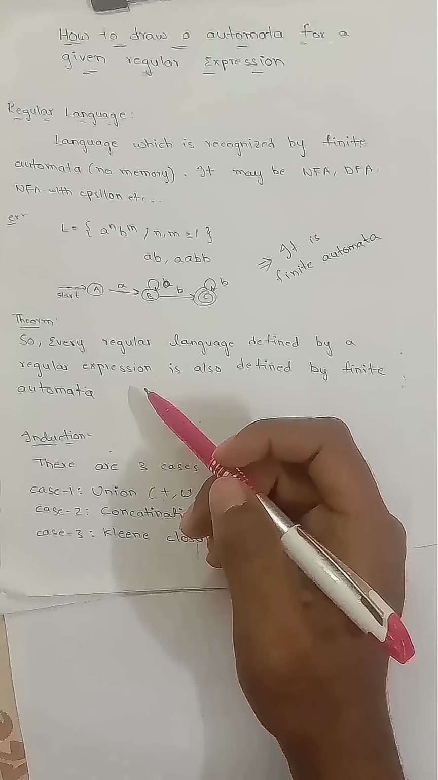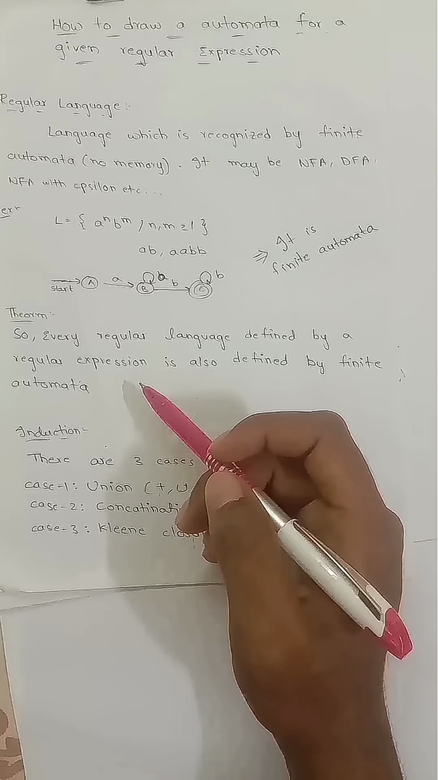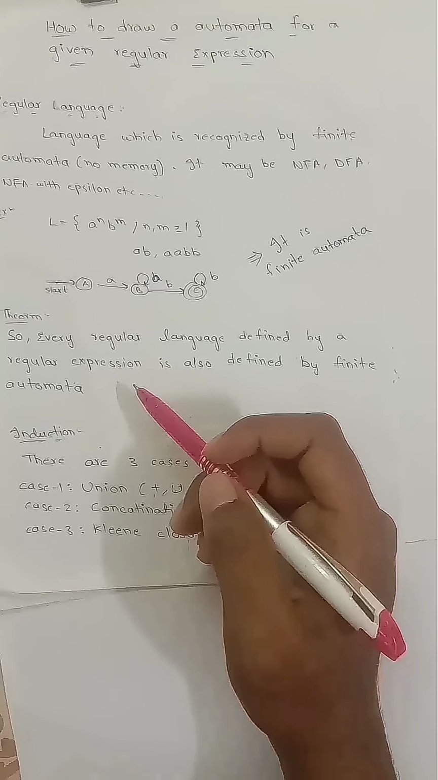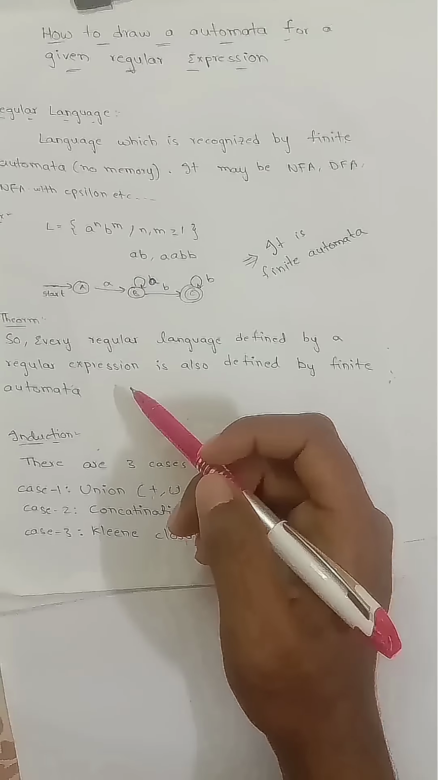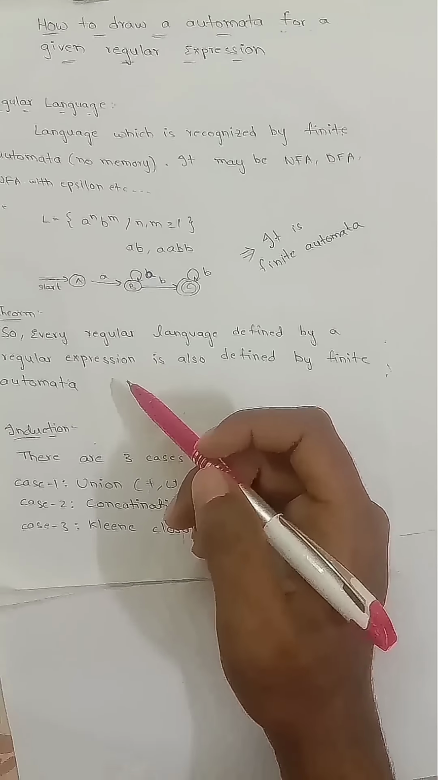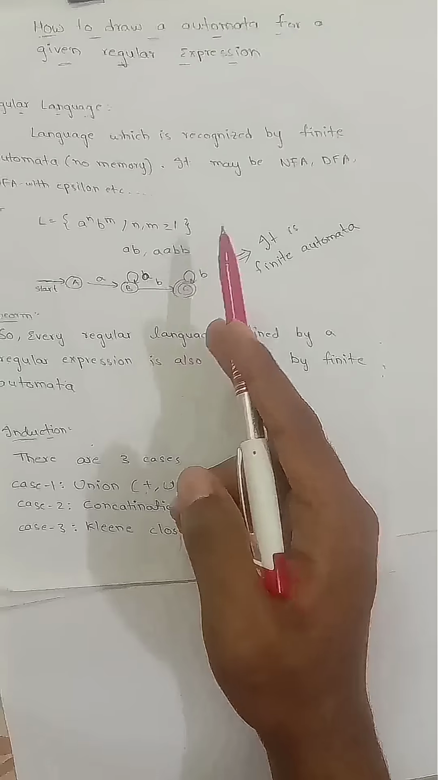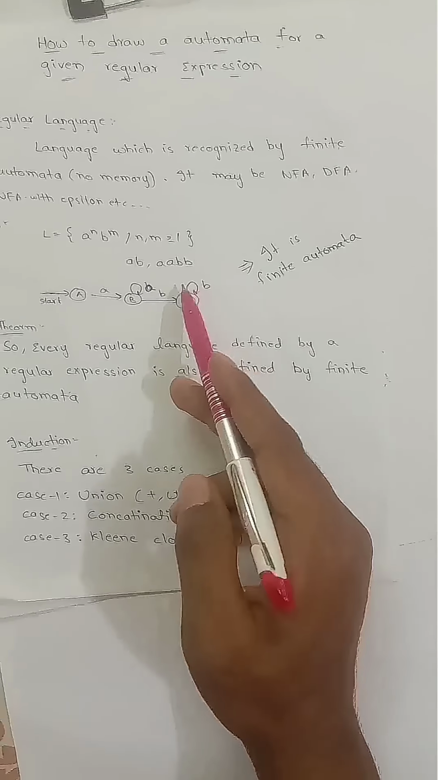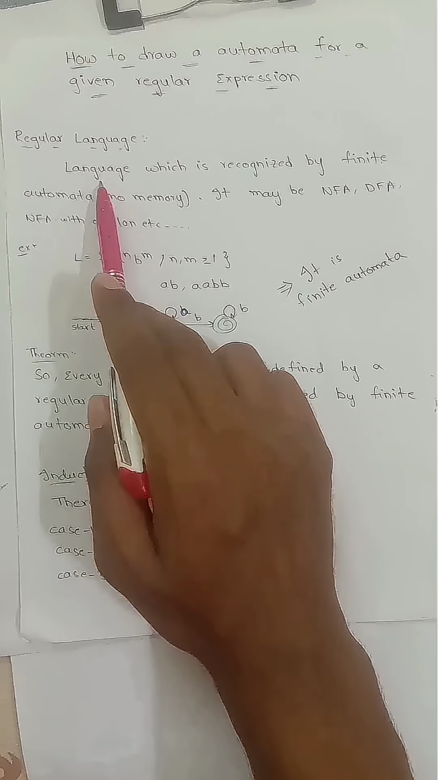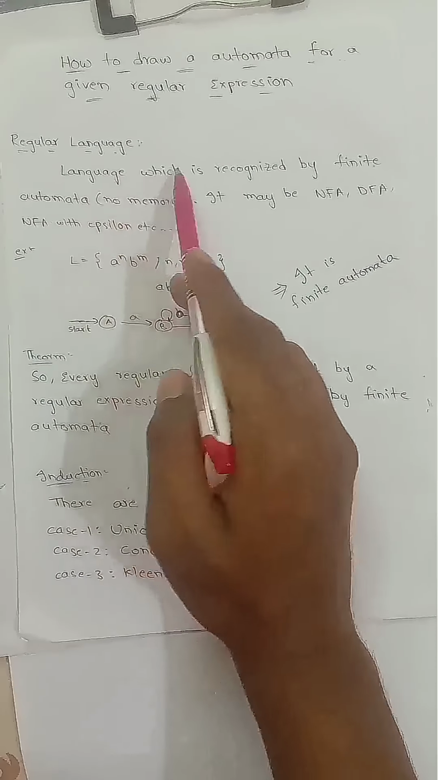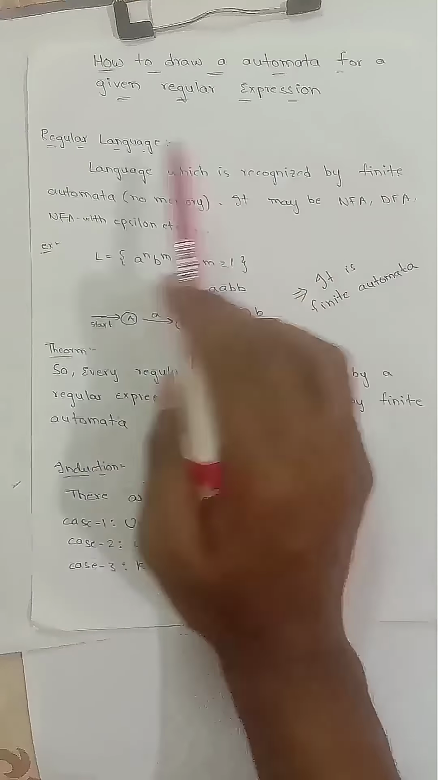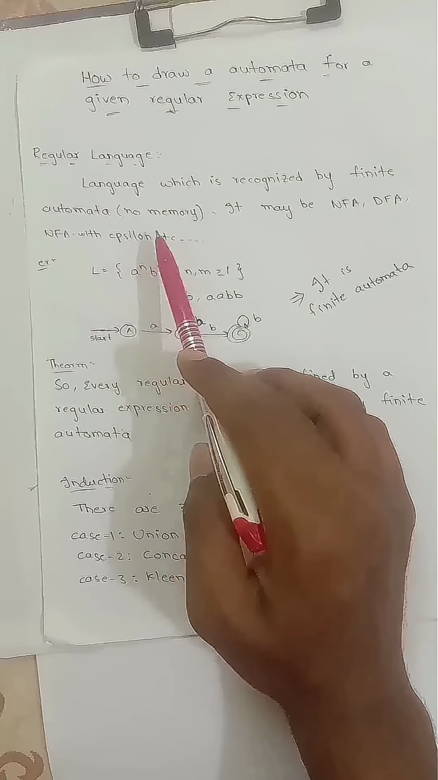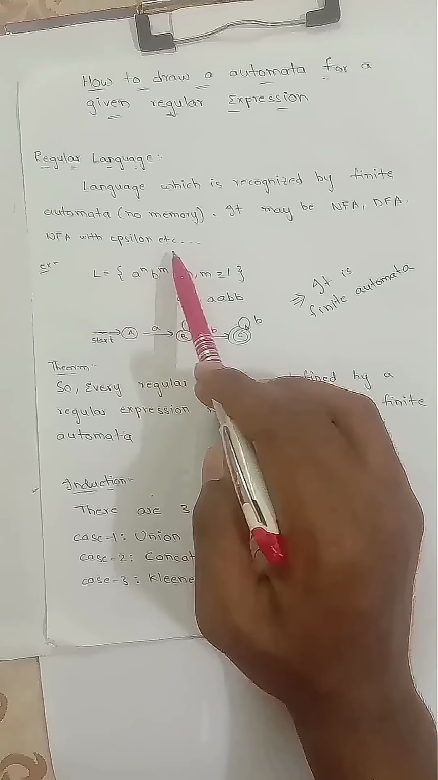In this video, I am going to explain how to draw an automata for a given regular expression. So, for this, first we need to know what is meant by a regular language. Then after, we will move on to how to draw an automata for that. A regular language means a language which is recognized by a finite automata. It may be an NFA, DFA, or NFA with epsilon, etc.